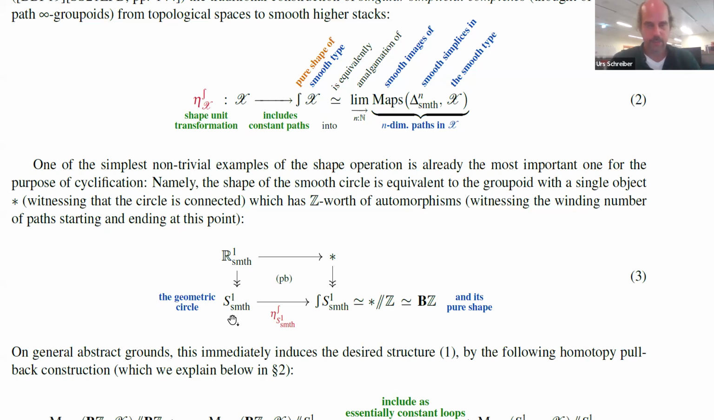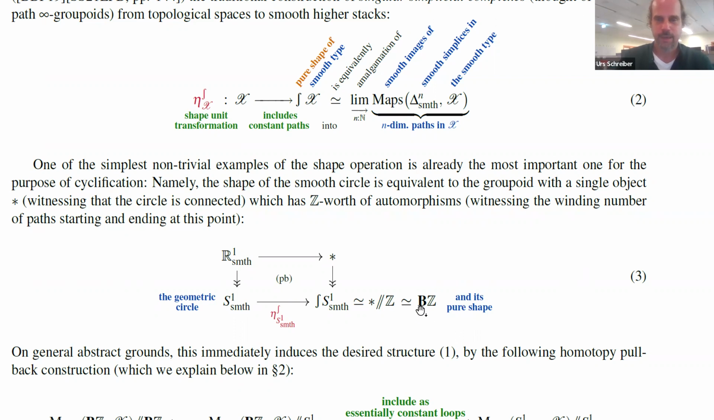So as we take the circle as a smooth manifold and form its shape, as we just mentioned, but let me highlight again, it recalls: oh, the circle is connected, so there's a single object. And then it says, oh, but it has a Z worth of automorphisms of this object, coming from the winding number of loops around the circle that start and end at this point. So this gives the orbifold, if you wish, or the stack, which is the point homotopy quotient by Z, which is the same thing by definition of notation as what we will call BZ, the classifying stack or moduli stack of the integers. It's a big name for a simple but important construction.